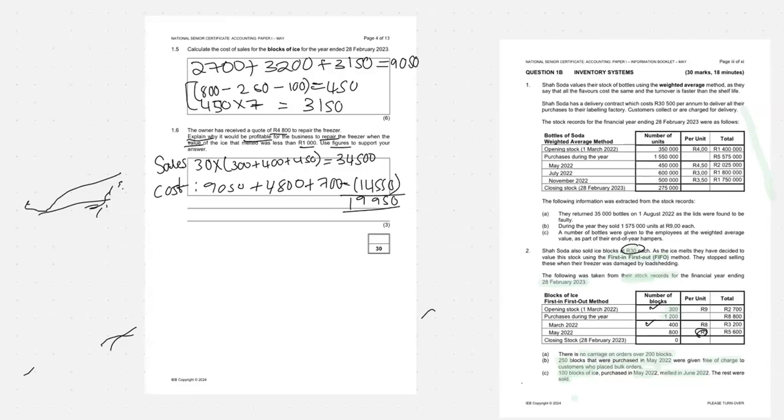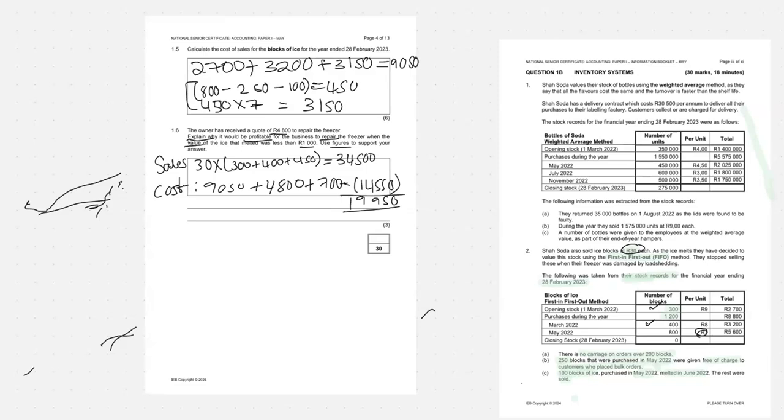So you are including the full 3,200 as part of your cost of sales. Then for May, in information B, they told us 250 blocks that were purchased were given free of charge to customers. So you need to minus that from the 800 because it can't be part of your cost of sales. Like I've said before, the cost of sales is for the cost of goods sold. So if it was not sold, in this case given free of charge, it can't be part of the cost of sales calculation. So you need to minus it.